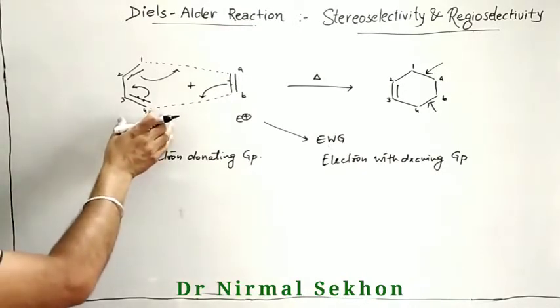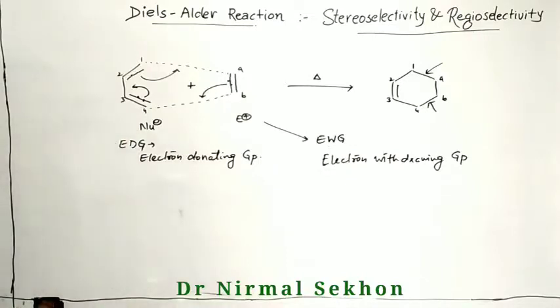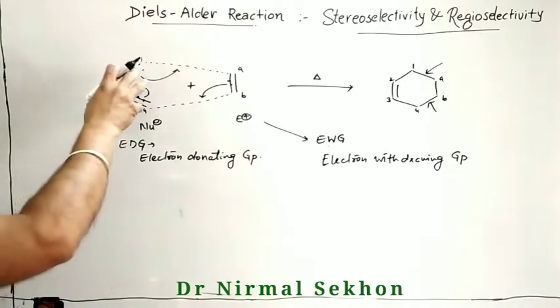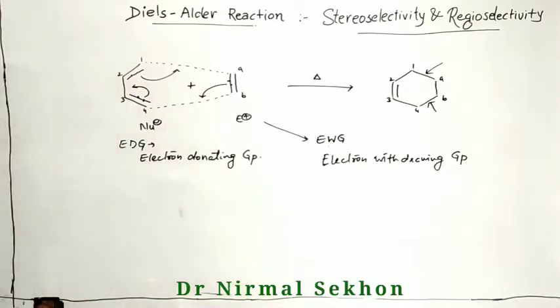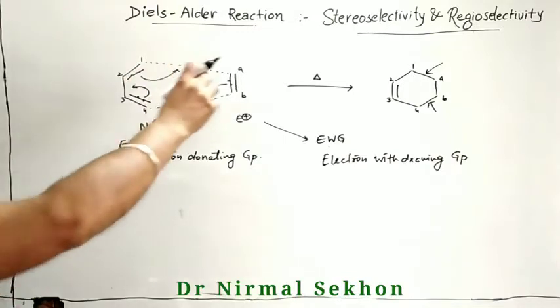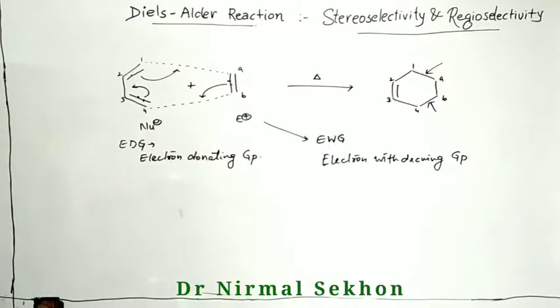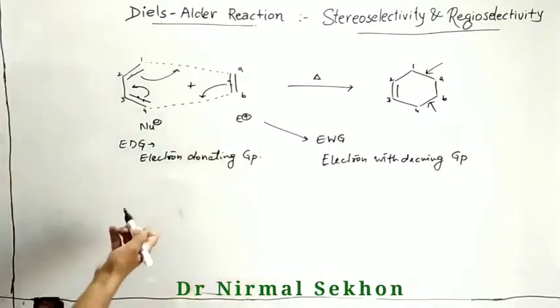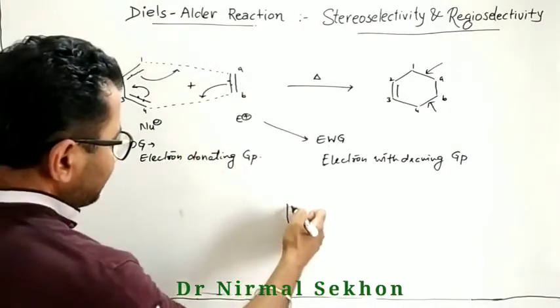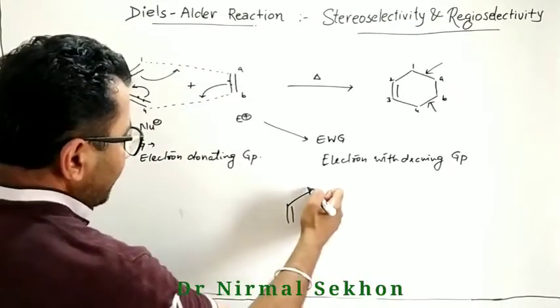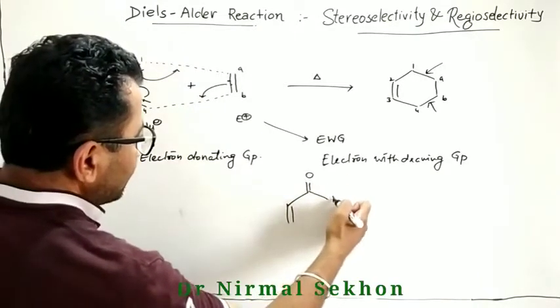In case of the nucleophile, the group must be electron donating. Any group which increases electron density increases reactivity. For the electrophile, any group which decreases its electron density increases its reactivity. Now, suppose we have, say, this diene, okay, and we have this group.